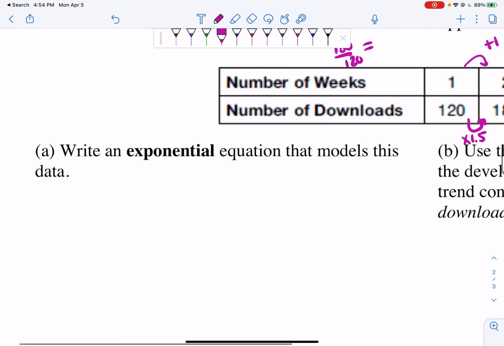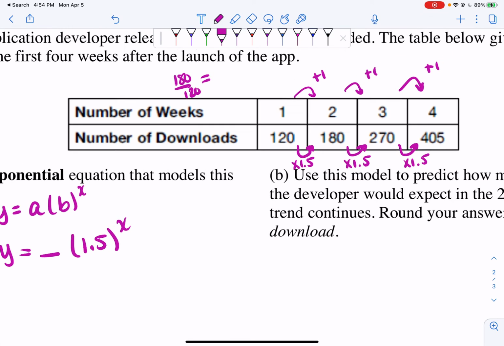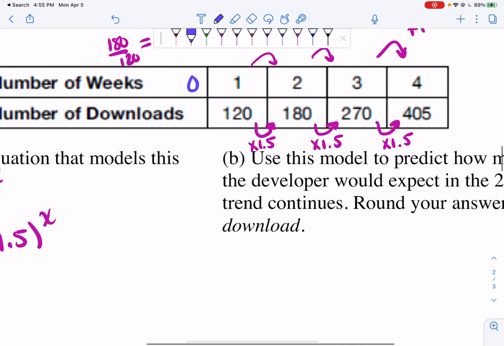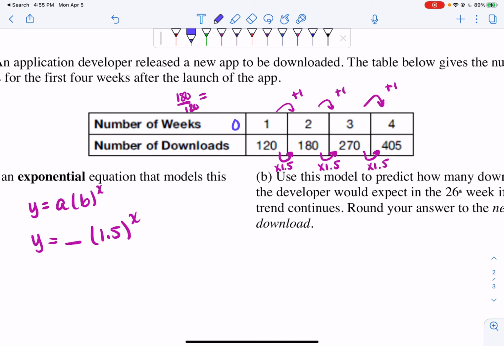So I'm going to write down y equals a times b to the x. I know the b is what I'm multiplying by each time, so I have y equals something times 1.5 to the x power. But here's the issue. I don't know what x equals 0 is, and that's where my initial amount occurs. So I need to find out what happens at x equals 0.